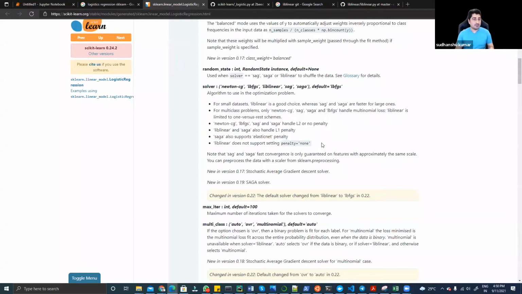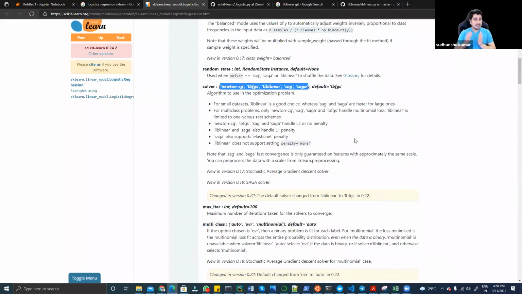So depending upon my use cases, whether I'm solving something with a smaller data set or a larger data set, whether I'm trying to solve a binary class or a multi-class problem, based on that we are supposed to select these parameters as well as these equations. So whether it's Newton CG, LBFGS, or linear, or SAG or Saga, we have to experiment.